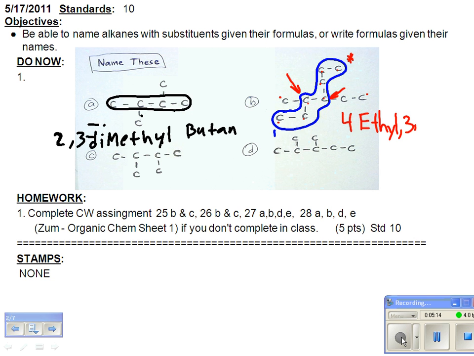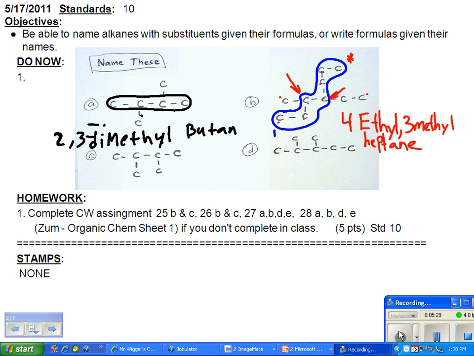3 methyl. And the 7 carbon chain is heptane. Excellent. That's the name for letter B.